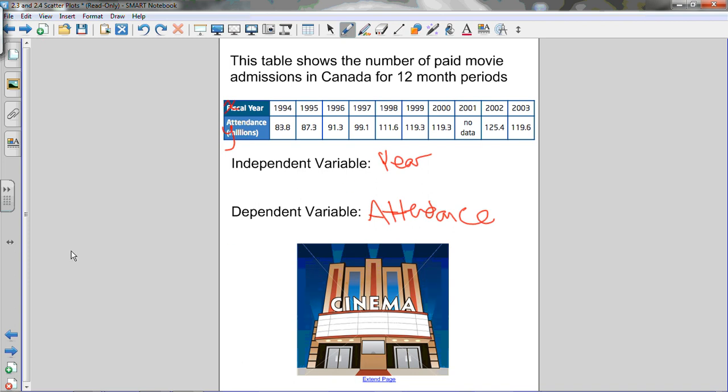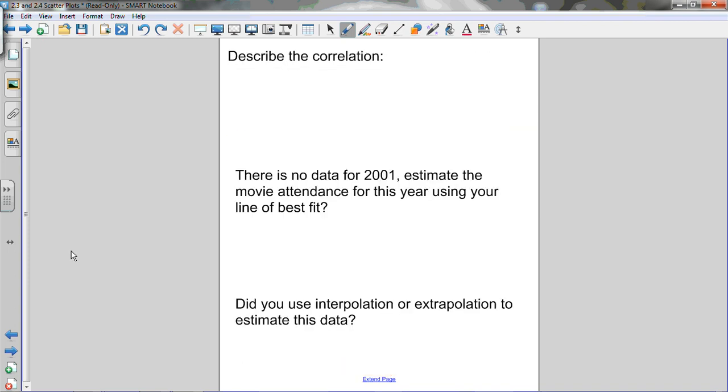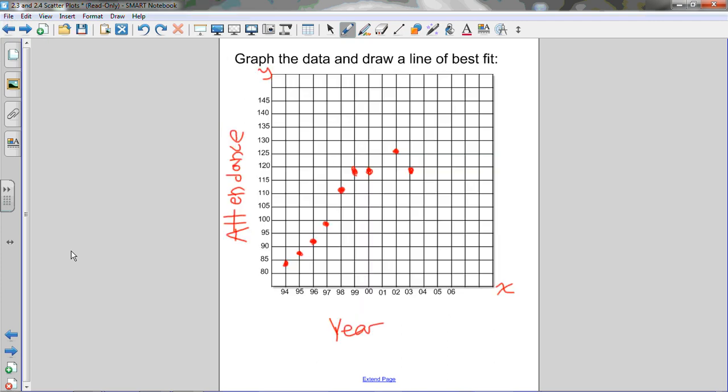Okay, so now, next thing I want to do, I want to draw a line of best fit for this. Keep in mind, when I draw my line of best fit, I want to go through as many of these points as possible, and I want there to be an even number of points on either side. So this is my line of best fit right here. I'm trying to get it through as many of these points as possible and have an even number of points on either side.